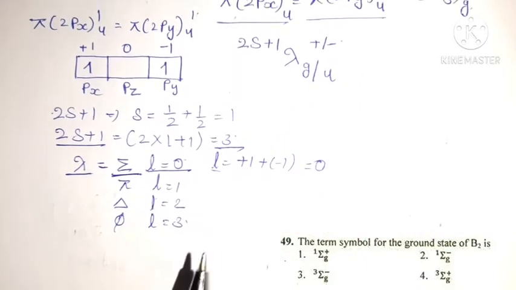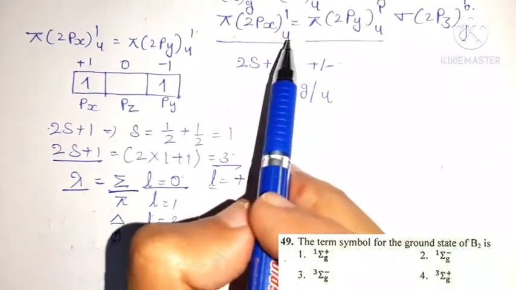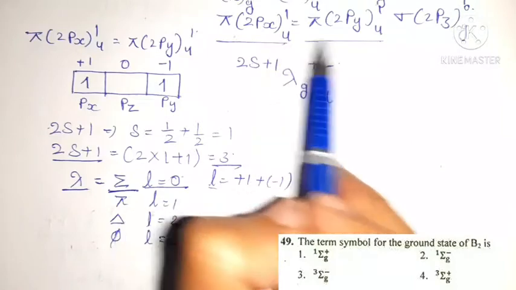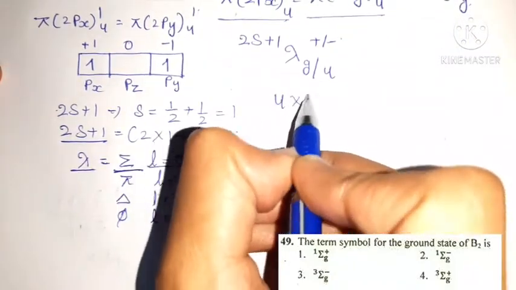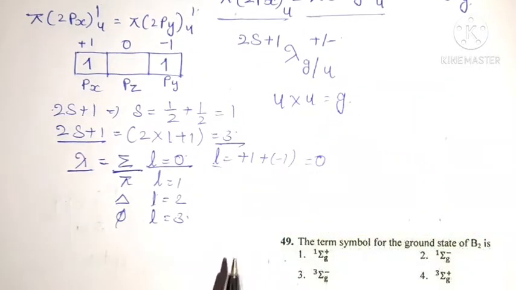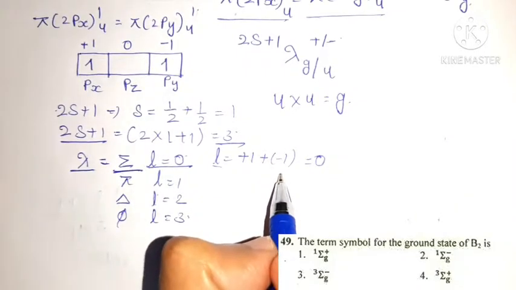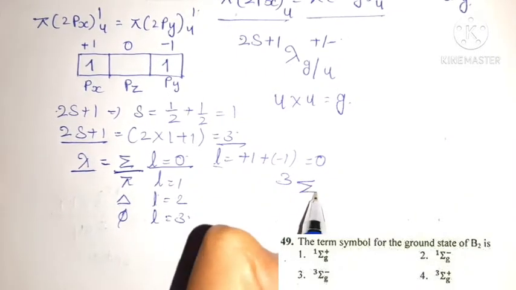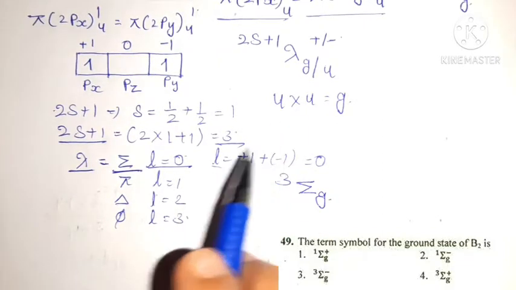Now after that we must determine whether it should be gerade or ungerade. So for the molecular orbital theory electronic configuration, both pi orbitals are u and u, and the rule says that u into u should be gerade. Okay, so it should be 3 sigma g. Okay, and now we talk about plus or minus.